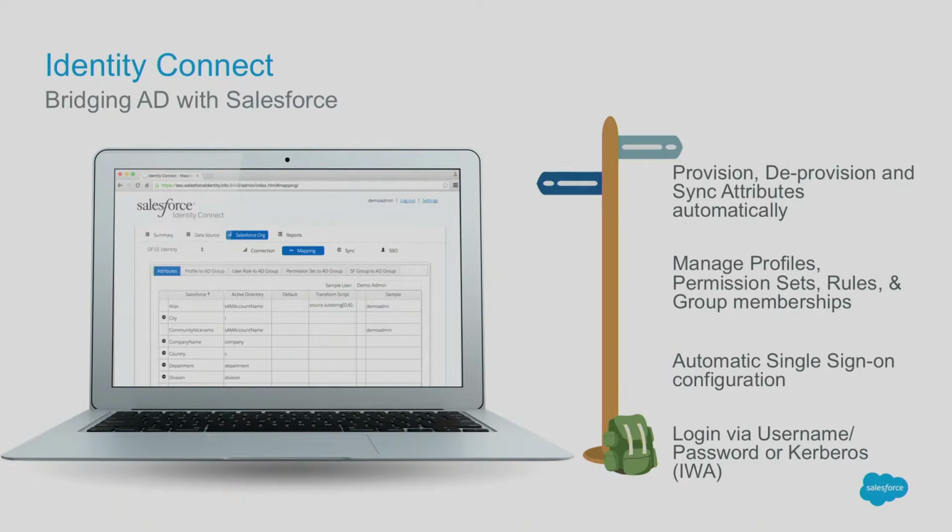Now let's look at Identity Connect a little closer. As I mentioned before, Identity Connect is the application that bridges Active Directory and Salesforce. Within the application, you're given a list of all the attributes in Salesforce. This includes standard attributes and custom attributes. And then you can map those attributes to the list of attributes that you have in Active Directory.